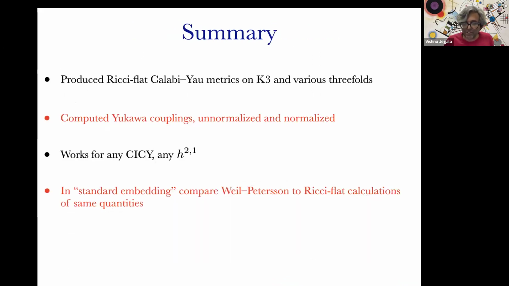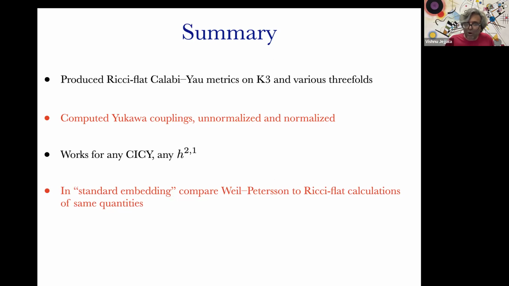Okay, so let me summarize and present prospects for where we're heading. So we produced Ricci-flat Calabi-Yau metrics on K3 and various threefolds. We've computed Yukawa couplings, both unnormalized and normalized. We found the normalized couplings match very well with the analytic results where they're available. And we've used the Kodaira-Spencer approach in the standard embedding to make predictions for what the normalized couplings would be in the Tian-Yau quotient. So this is the first calculation of this in a non-trivial setting.